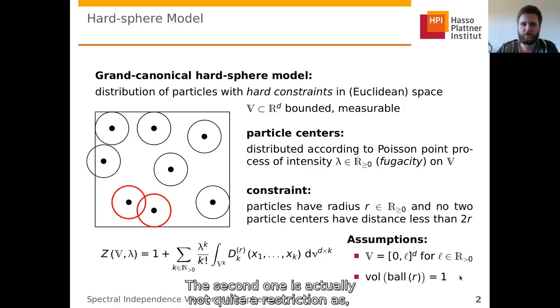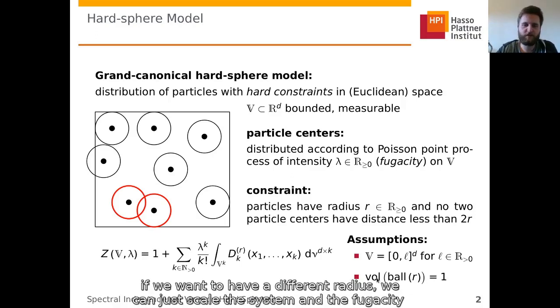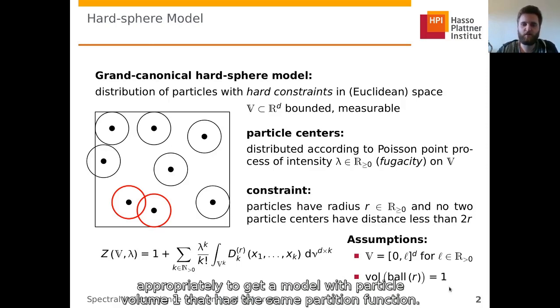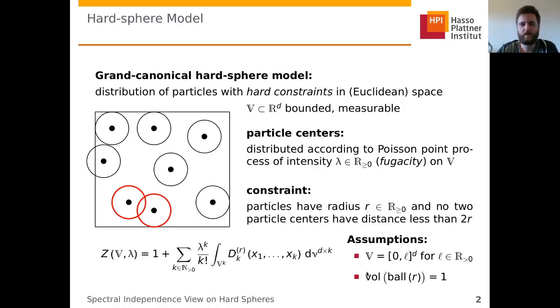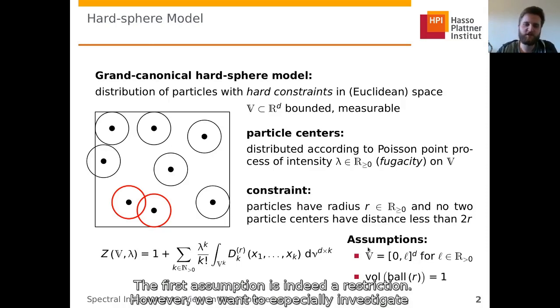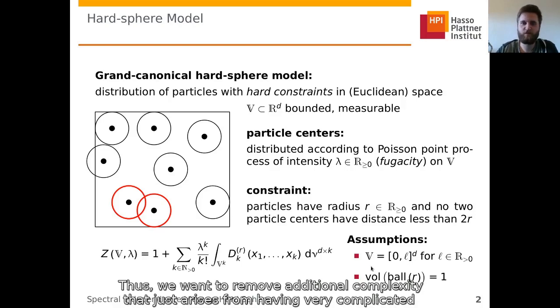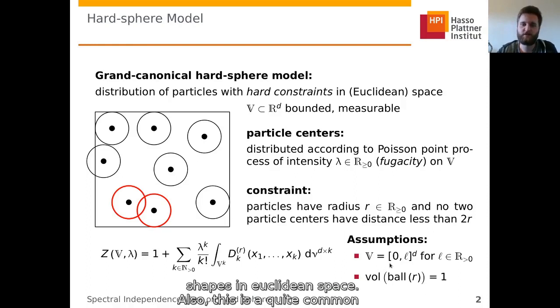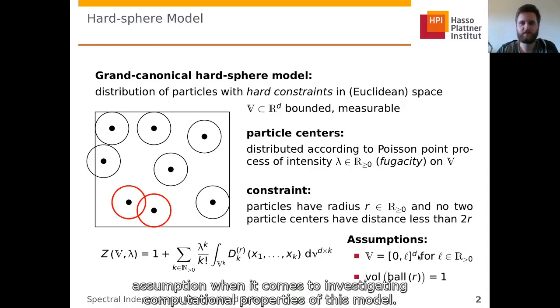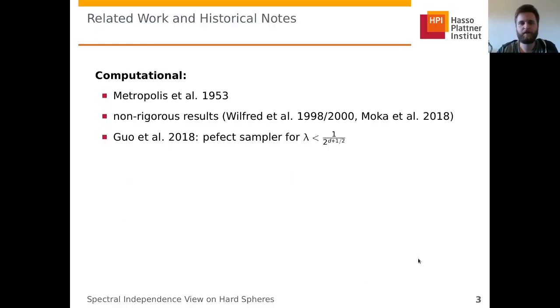The second one is actually not quite a restriction, as if we want to have a different radius, we can just scale the system and the fugacity appropriately to get a model with particle volume 1 that has the same partition function. The first assumption is indeed a restriction, however, we want to especially investigate up to which value of the fugacity we can approximate this function. Thus, we want to remove additional complexity that just arises from having very complicated shapes in Euclidean space. Also, this is a quite common assumption when it comes to investigating computational properties of this model.